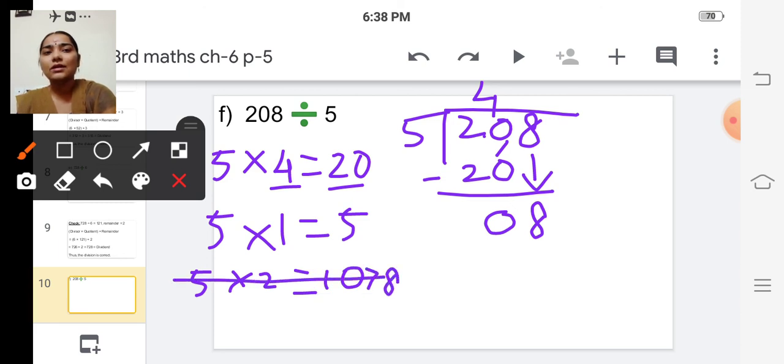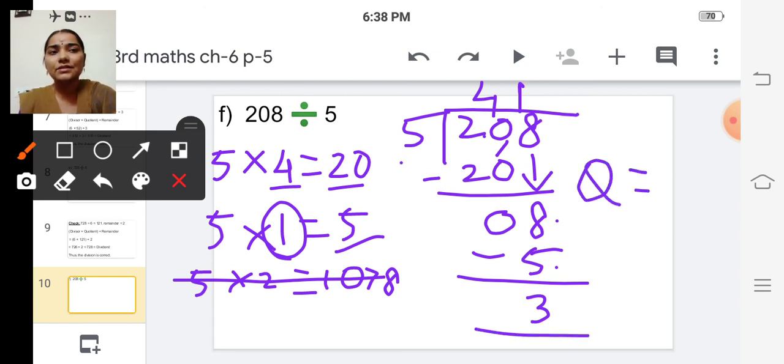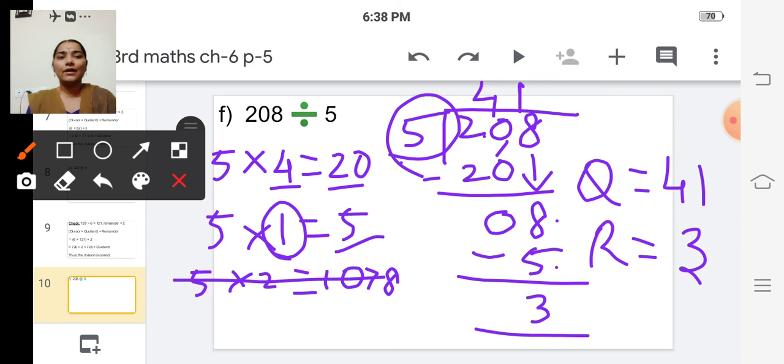10 is greater than 8. So we cannot take this. So we can take only one time. So write 1 in the quotient and write 5 below the dividend. And now subtract. 8 minus 5 is 3. 3 is less than 5. So we shall stop here. So now the quotient is 41 and the remainder is 3 and the divisor is 5. So shall we check the answer?